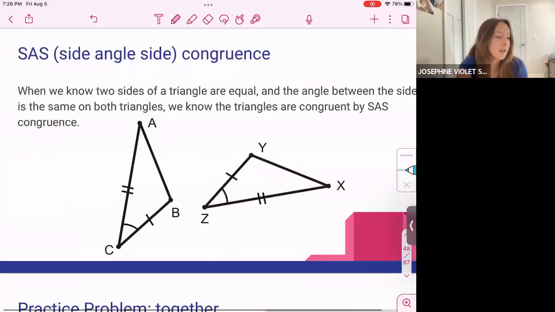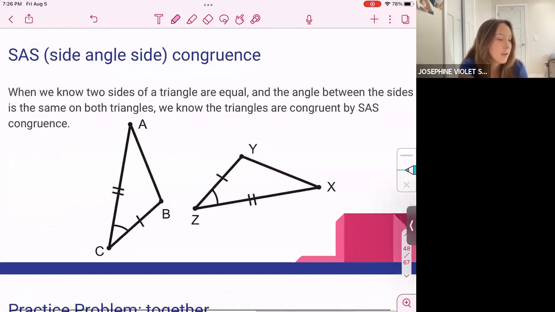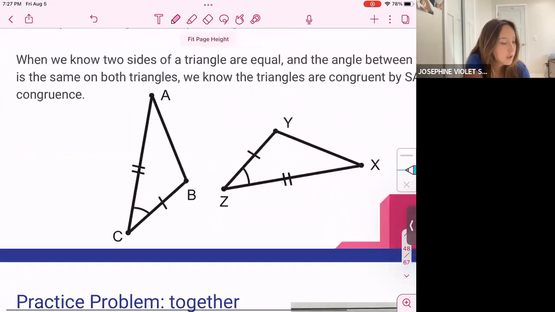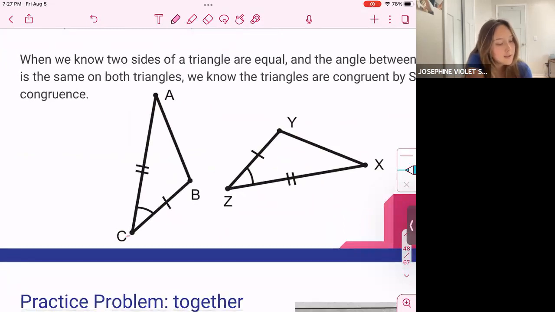First, we have side angle side congruence, pretty self-explanatory. When we know two sides of a triangle are equal and the angle between them are equal, then we know the two triangles are congruent. So for example, here, we know that line segment CB is equal to line segment ZY. We know that line segment CA is equal to line segment ZX. And we know that these two angles, angle ACB and angle YZX, are equal. So then we know that these two triangles are congruent.